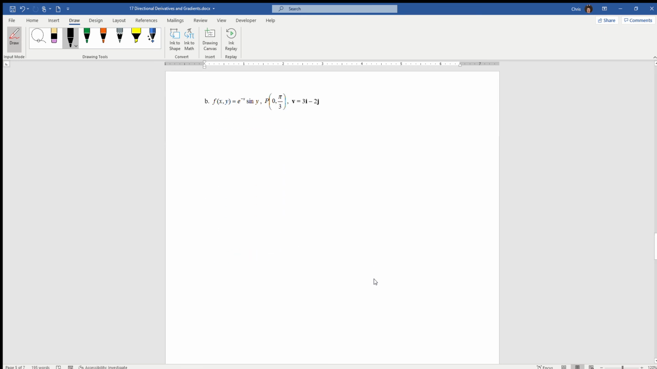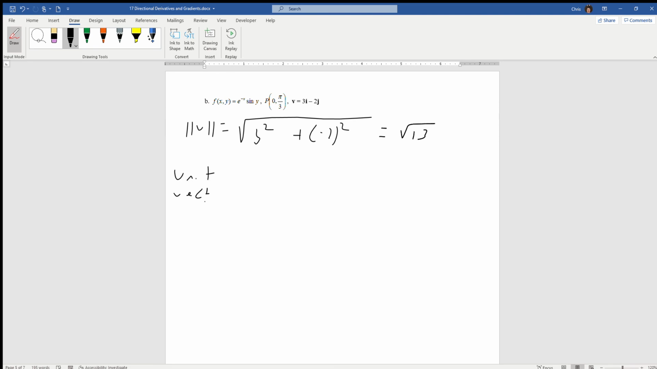One final example, same sort of idea. We have this function e to the -x sine y. We have our point (0, pi/3), and we have our vector 3i minus 2j. So our unit vector is going to be, first of all, the magnitude of v is equal to the square root of 3 squared plus -2 squared, otherwise known as root 13. That means that the unit vector is going to be equal to <3 over root 13, -2 over root 13>.